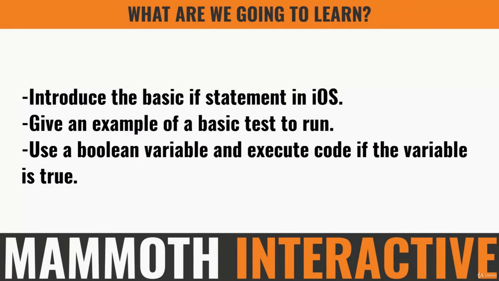In this part of the tutorial, we're going to see a basic if statement in action. Now we've already seen what one looks like, but we haven't seen one run yet, so that's what we're going to take a look at. We're going to give an example of a basic test to run by creating a Boolean variable and executing code to test if that Boolean variable is true. So if a Boolean variable is true, we'll have the code do something, and if it's not, then we'll not have the code do anything.